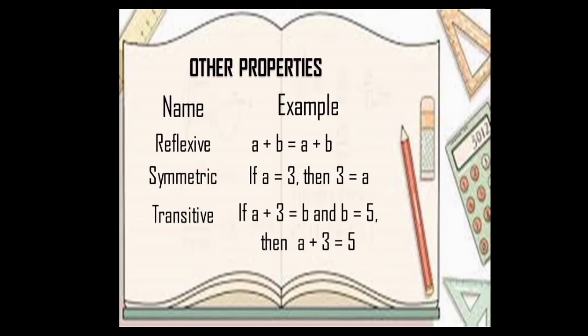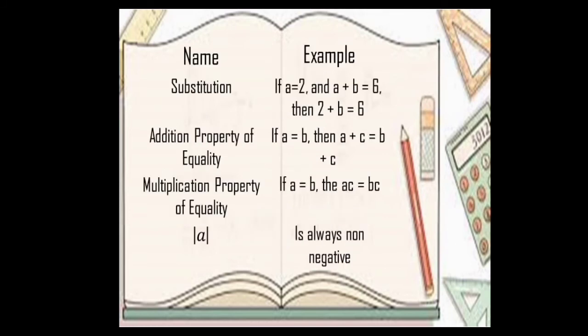In symmetric, if A equals 3, then 3 equals A. In transitive, if A plus 3 equals B and B plus A, then A plus 3 equals 5. Substitution: if A equals 2 and A plus B equals 6, then 2 plus B equals 6. Addition property of equality: if A equals B, then A plus C is equal to B plus C. In multiplication property of equality, if A is equal to B, then AC equals BC.